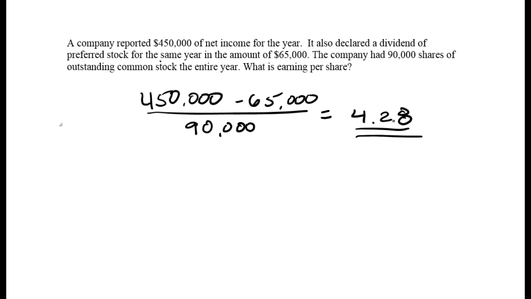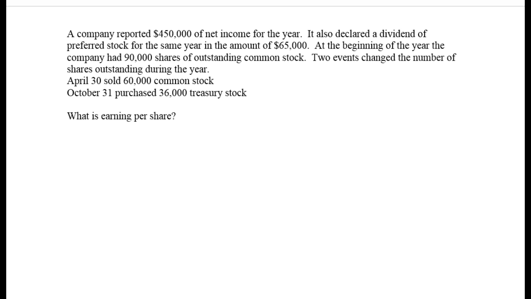Let's do a more complicated example now where the outstanding number of shares changes. In our second example, we have $450,000 of net income. A declared dividend is $65,000, and then common stock. At the beginning of the year, we have 90,000 shares outstanding, and there were 2 events that changed that during the period. On April 30th, 60,000 shares were issued, and October 31st, 36,000 shares of treasury stock were purchased. What's our earnings per share calculation?